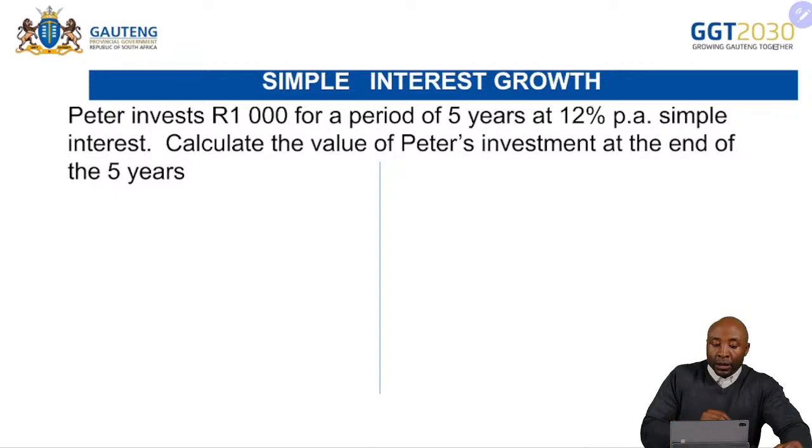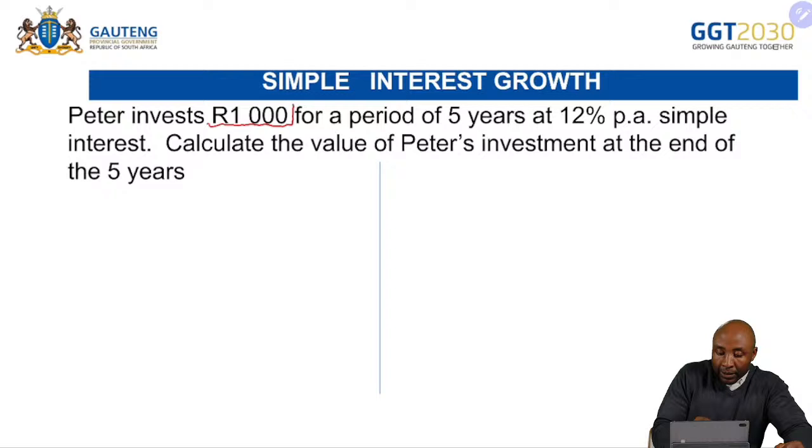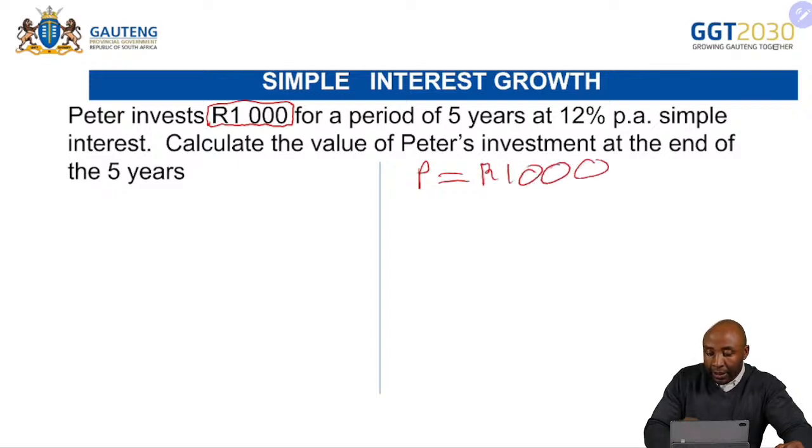So we are able to see that we are having 1,000, and that 1,000 represents our principal amount. That is the amount that is invested. Then we are also having the period, which is 5 years. And for the period, we said this will be our n. It's 5 years.